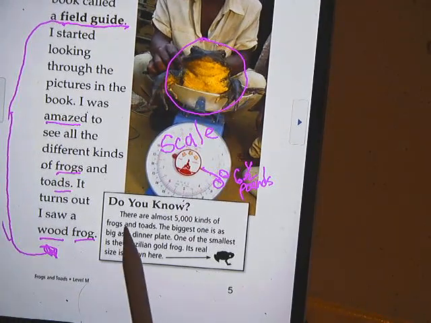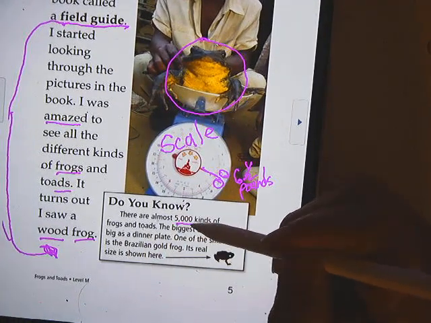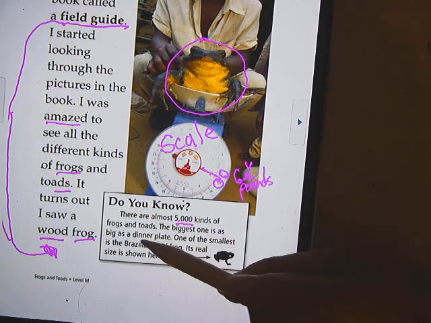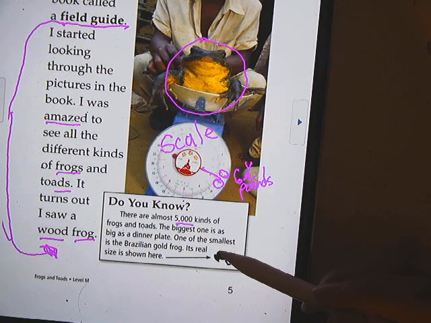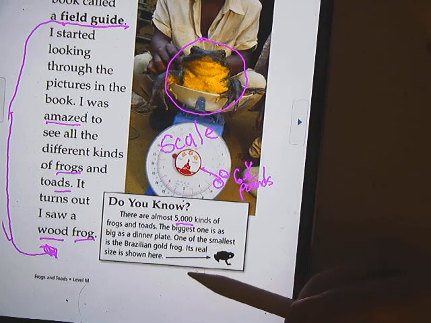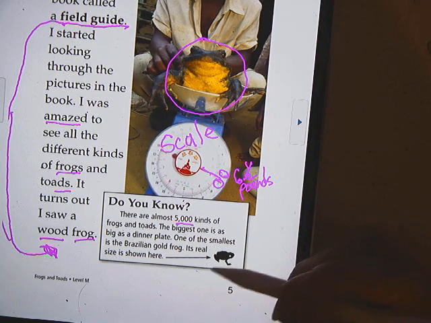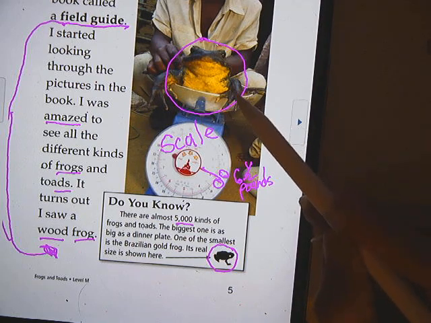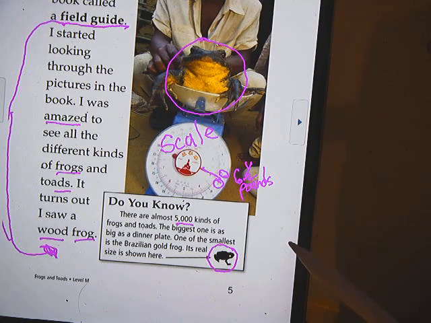Did you know there are almost 5,000 kinds of frogs and toads? The biggest one is as big as a dinner plate. One of the smallest is the Brazilian gold frog. Its real size is here. So right here is almost like a diagram, and it's showing you a visual of just how teeny tiny the Brazilian gold frog is. It's so little and cute. And then you've got the Goliath frog, and it's large, and it weighs about 6.5 pounds, and it's the size of a dinner plate.